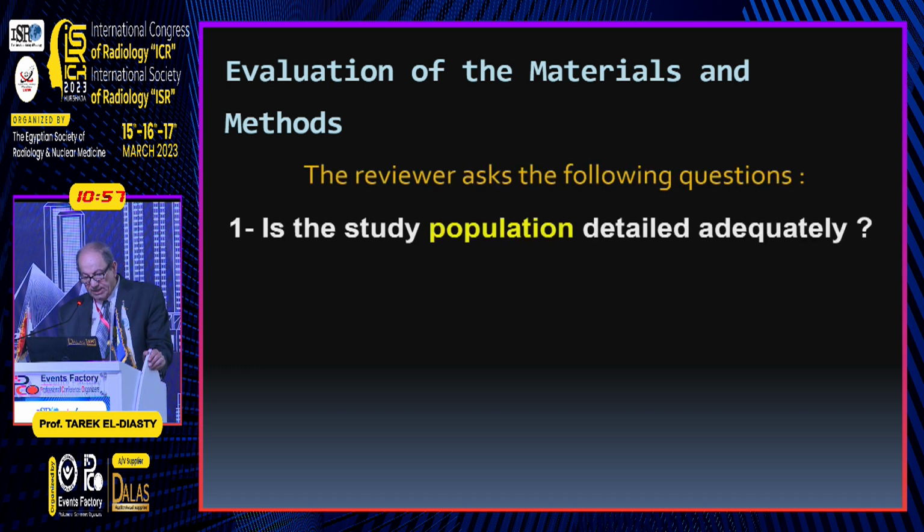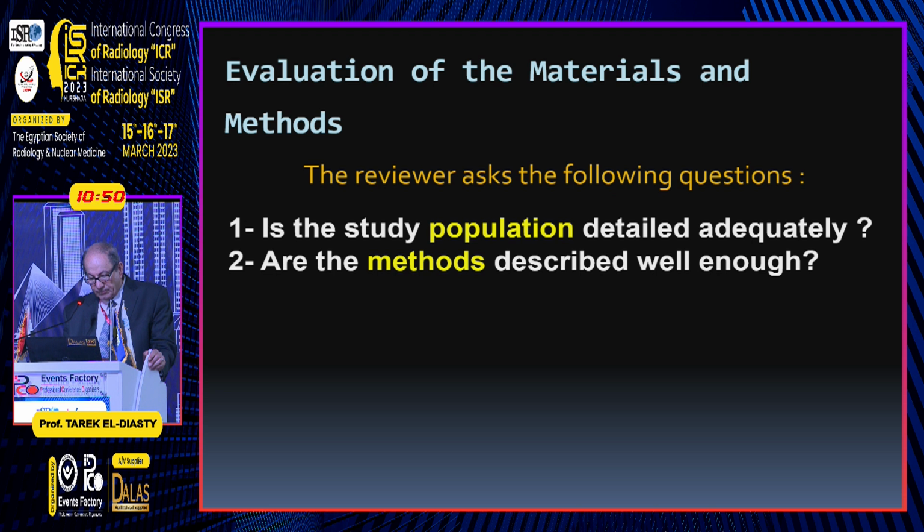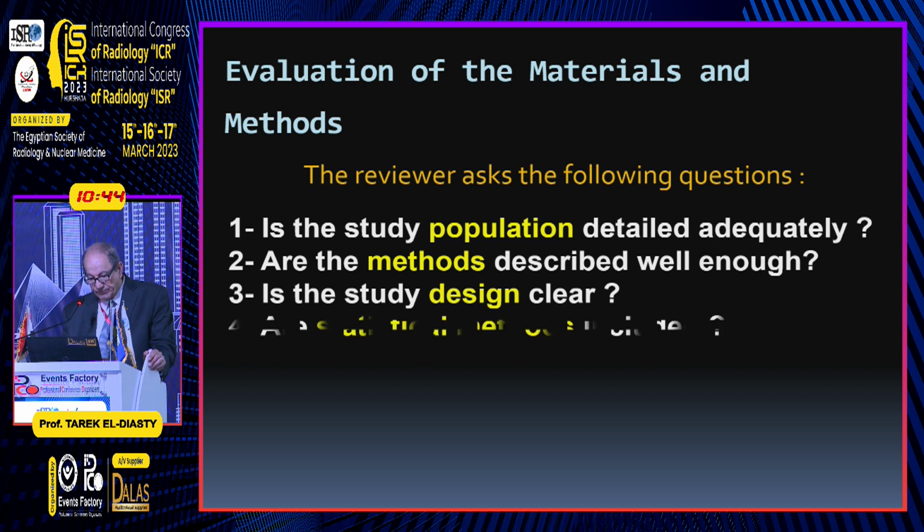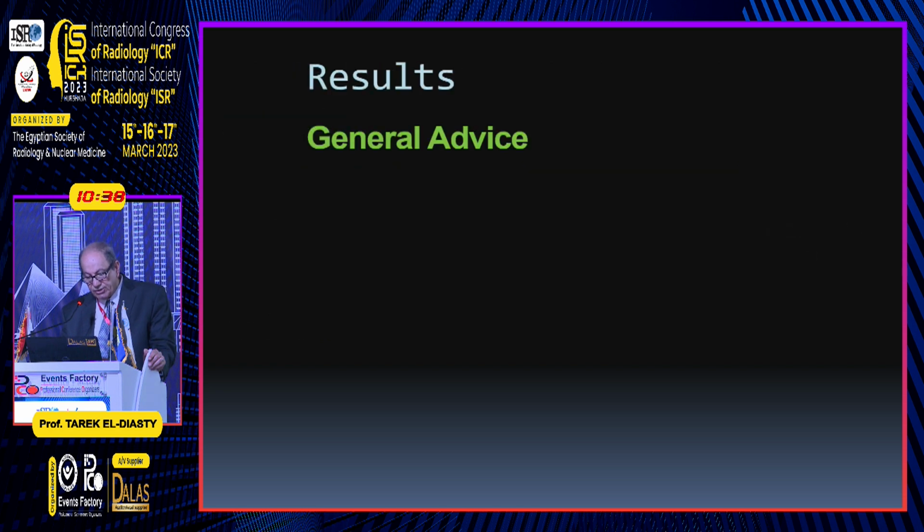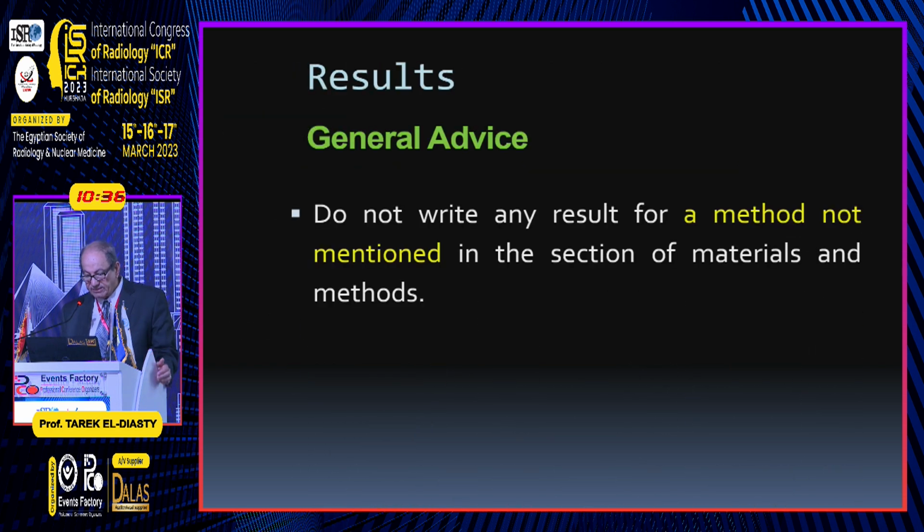What about the materials and the methods? The reviewers ask the following questions: is the study population detailed adequately? Are the methods described well enough? Is the study design clear? Are statistical methods included? So there is a general advice: don't write any result for a method not mentioned in the section of materials and methods.